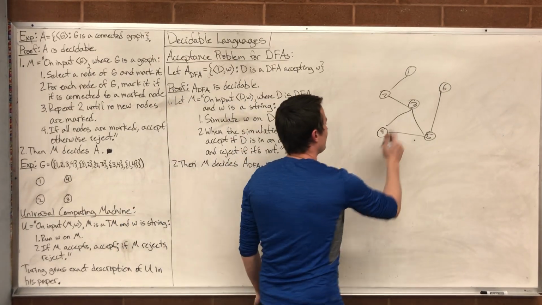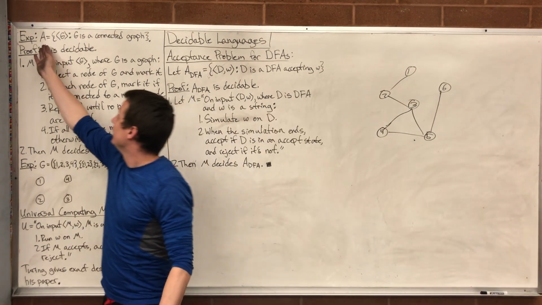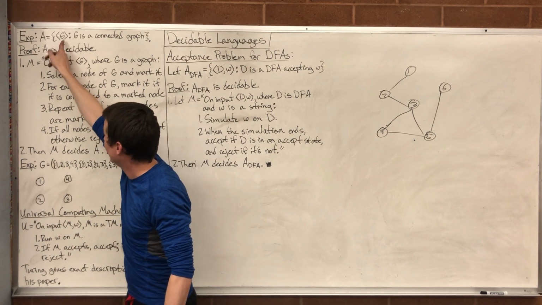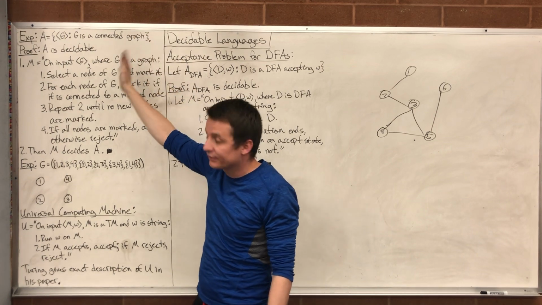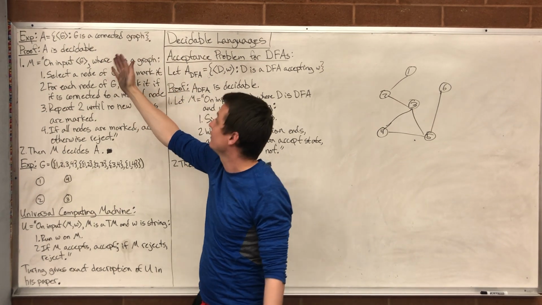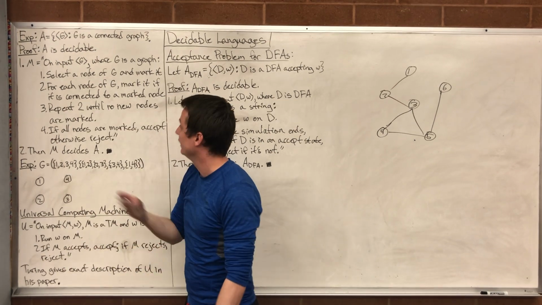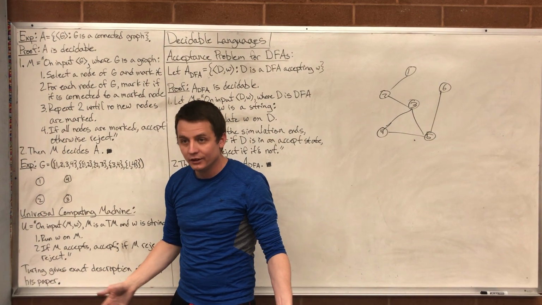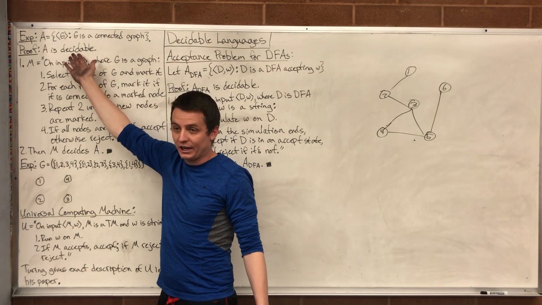Pretty straightforward. So, what are we going to prove? If A is the set of all encodings of a graph where the graph is a connected graph, then A is a decidable language. We'll prove that we can decide this language. Or in other words, we can recognize every graph that is connected and reject every graph that is not connected. So we'll both accept and reject. We're not just saying it's recognizable, we're saying it's decidable.